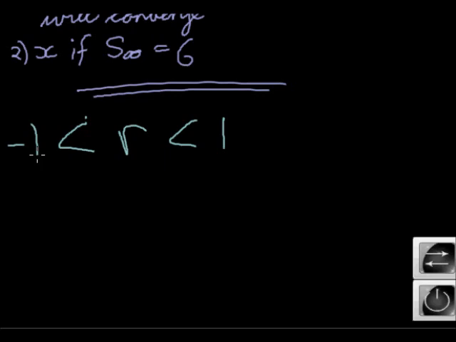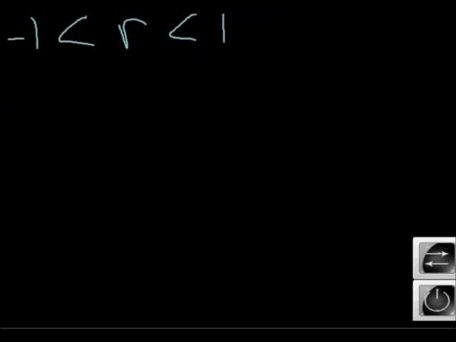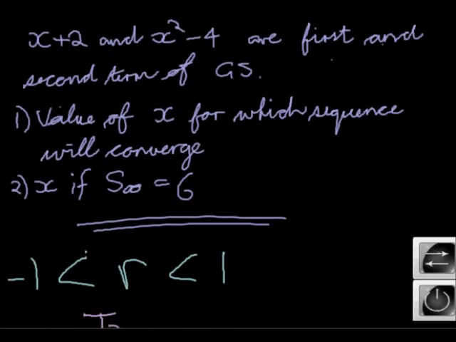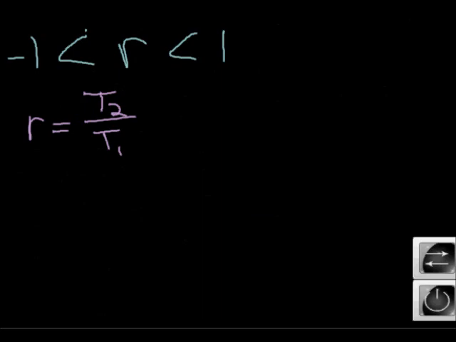Before I can continue to answer this, I need to go and work out R. What is the formula for R? R is T2 divided by T1. Do we have those values, term 2 and term 1? Yes, they said these are the first two terms: x plus 2 and x squared minus 4. So that's what I have. x squared minus 4 over x plus 2.